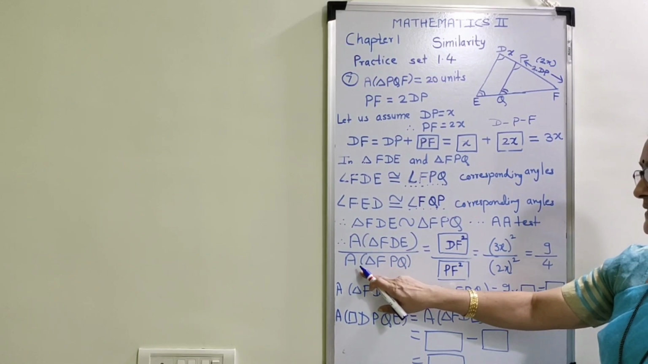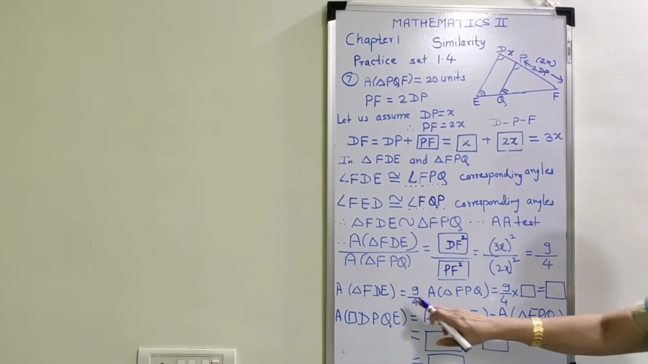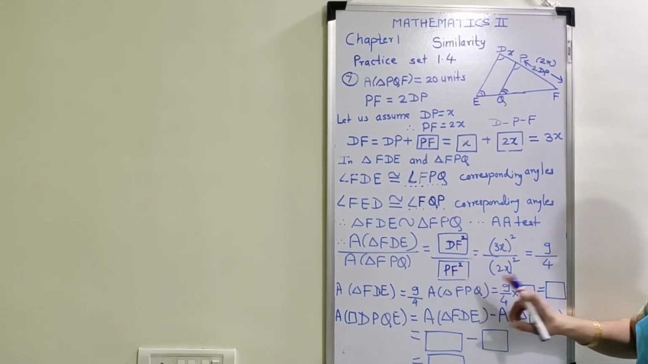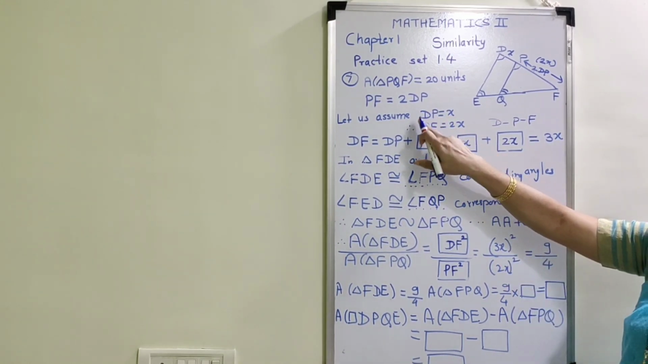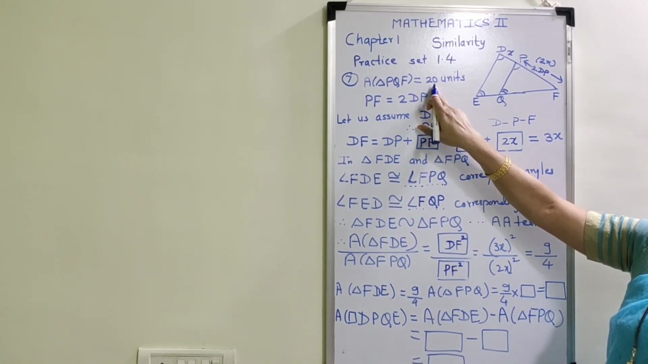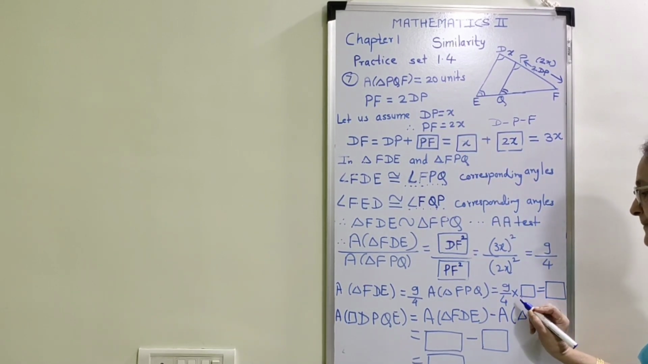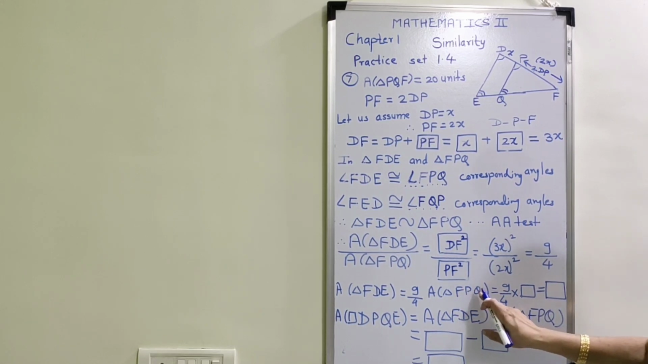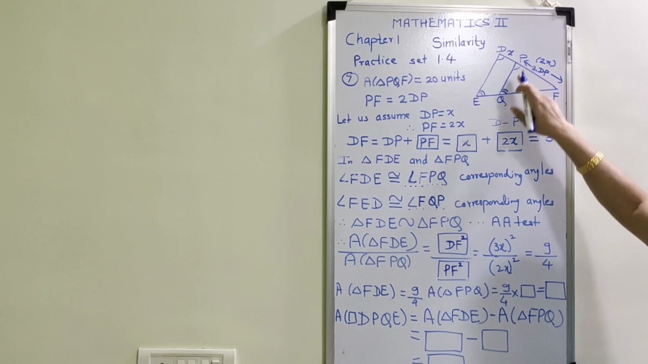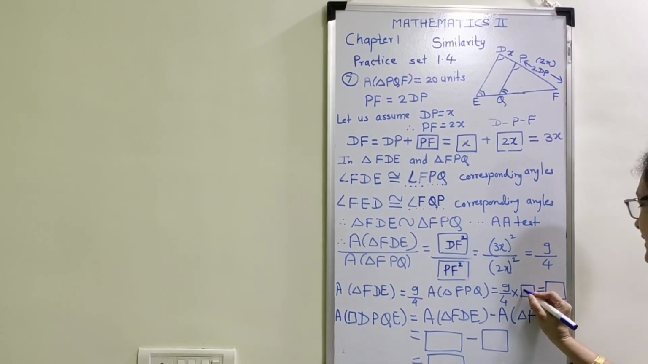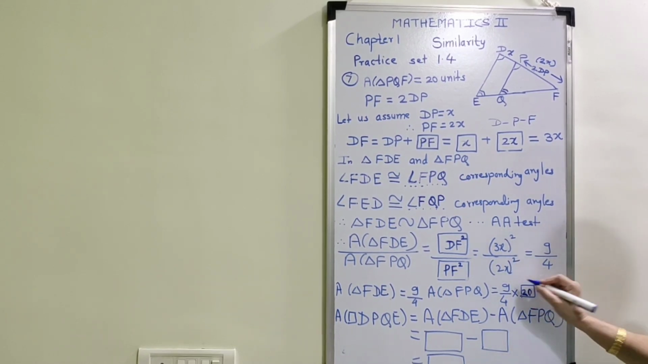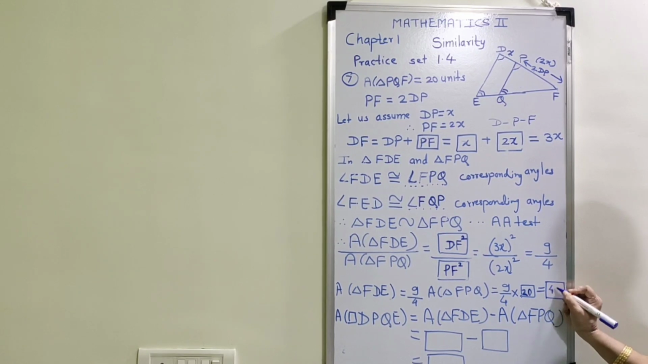Transpose the denominator, the area of triangle FPQ, to the right side. This is your next step. They have given that the area of triangle PQF is equal to 20 units. When I divide 20 by 4, I get 5, and 9 fives are 45. The units are square units.